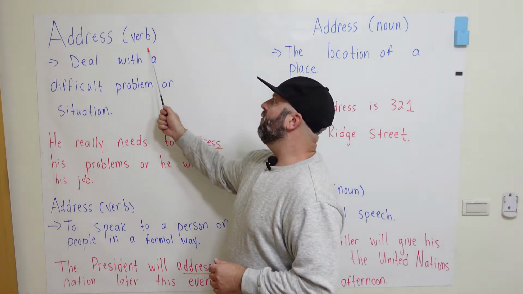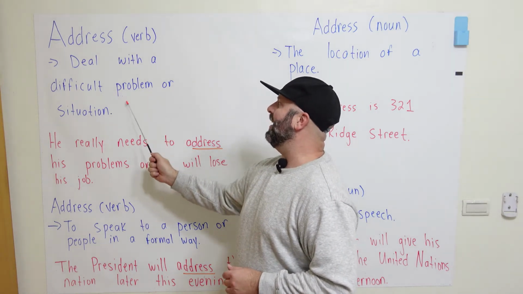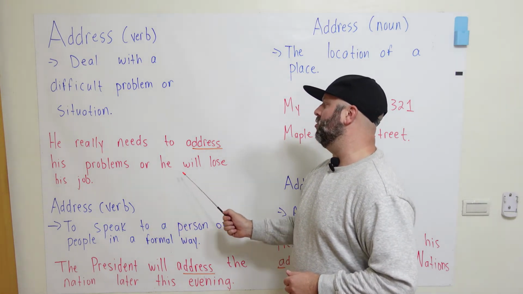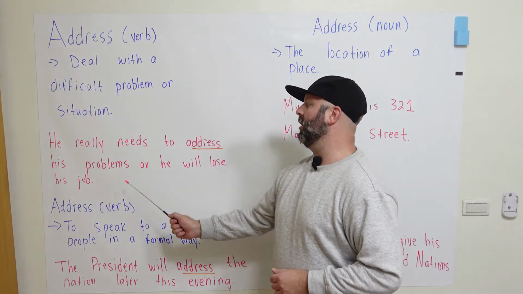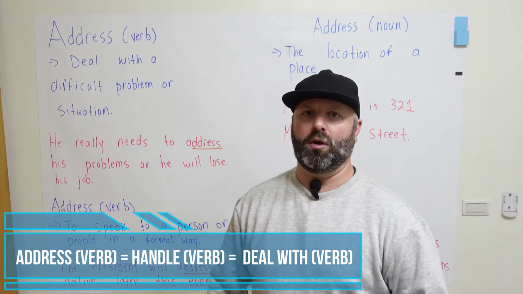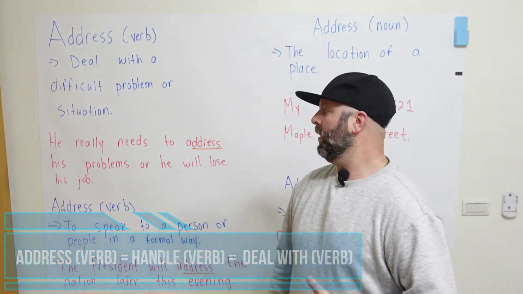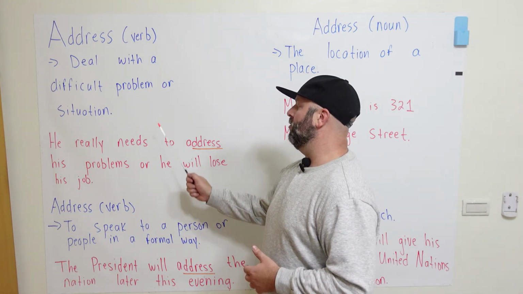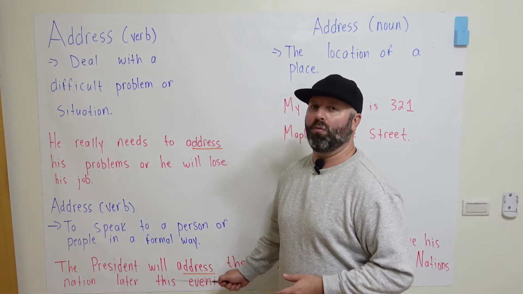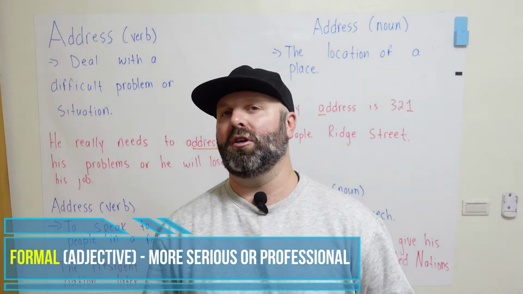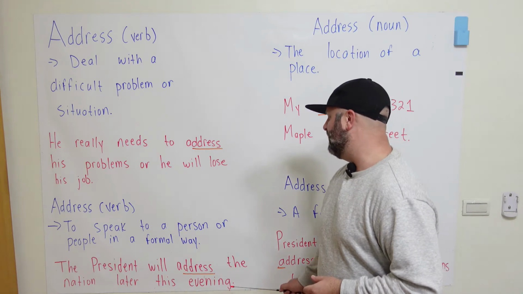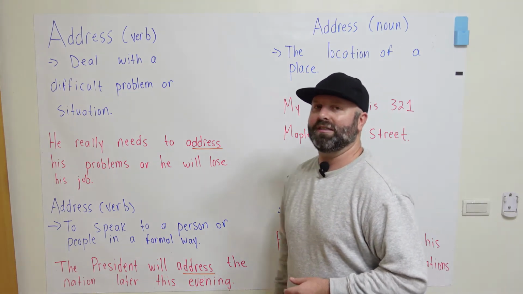Now, one of the verb forms of address means to deal with a difficult problem or situation. So we could say he really needs to address his problems or he will lose his job, okay? Address in this context means deal with or handle something, okay? Now, another way that we could use address in the verb form is to speak to a person or people in a formal way. Formal means more serious or more professional, more polite. So we could say the president will address the nation later this evening.